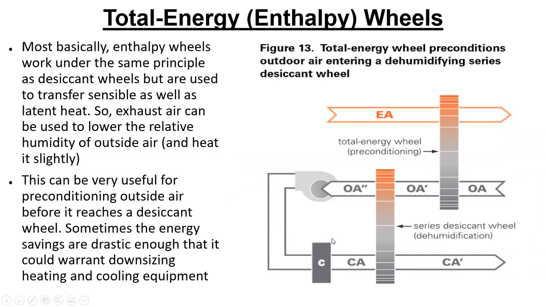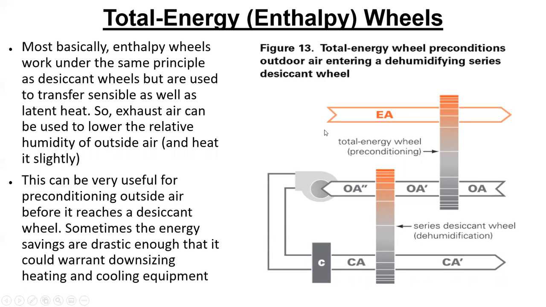Okay, then there's also a beast called a total energy or enthalpy wheel, and it's close to the same thing. The rotational speeds change, and it has a slightly different purpose. The total energy wheel preconditions outside air entering a dehumidifying series desiccant wheel. So the idea here is we're going to precondition this outside air a little bit with this total enthalpy wheel.